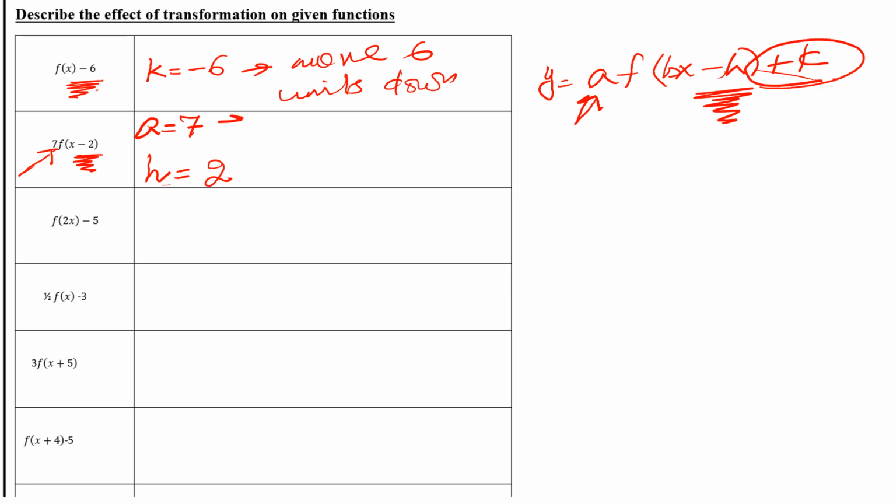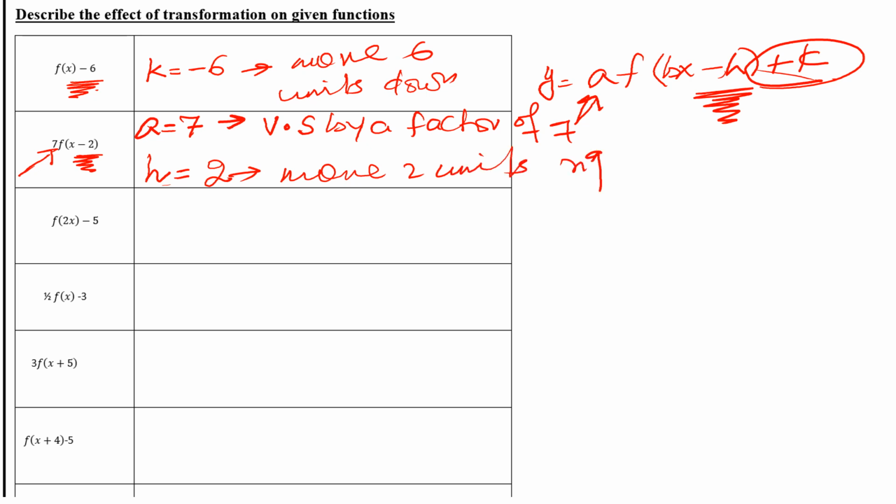Now A represents vertical stretch or compress. So I will say vertical stretch by a factor of 7. You have to write the full thing. Now what is H? H is 2 and it is positive. So it means you have to move 2 units where? 2 units right. Okay, try to do yourself the second one.